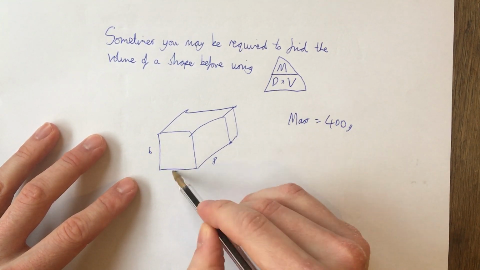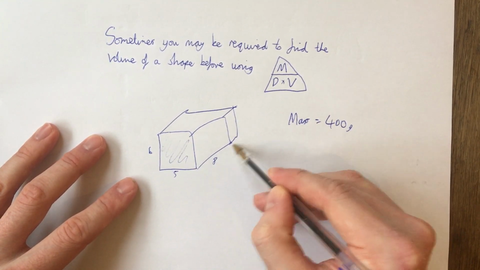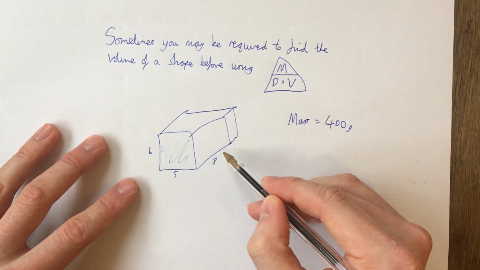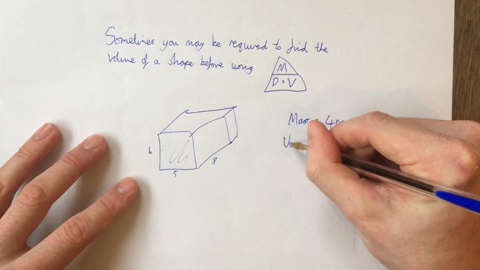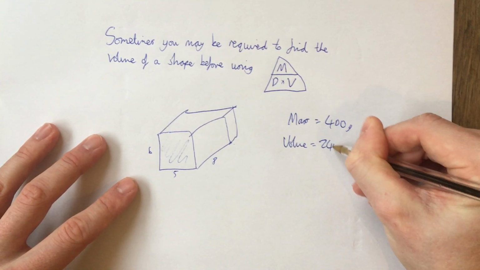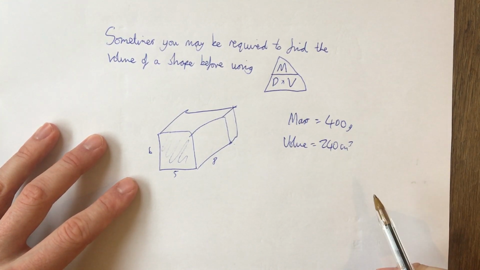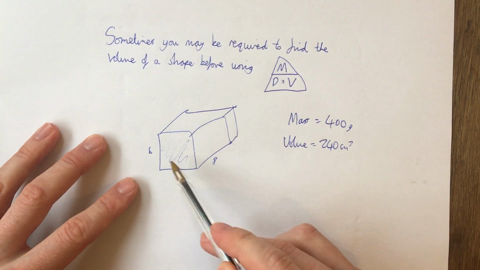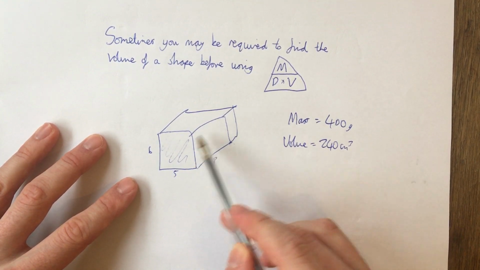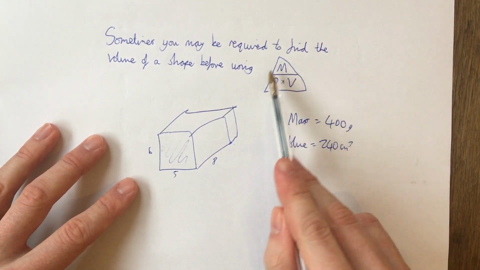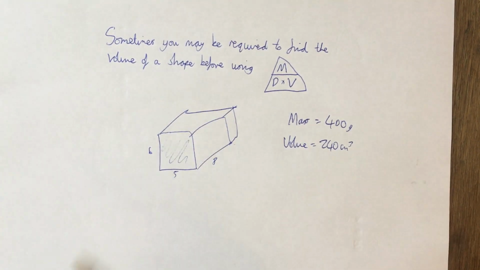You'd say, well, 6 times 5 is 30, times it by 8, which is 240, so the volume is 240 centimeter cubed, and then you've got enough information to work out density. Okay, so sometimes you may have to actually physically work out the volume in order to be able to use that in the triangle. All right, hopefully this has been helpful.